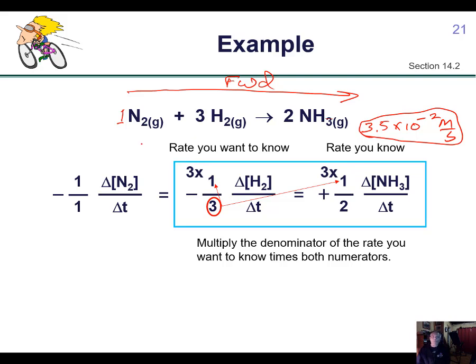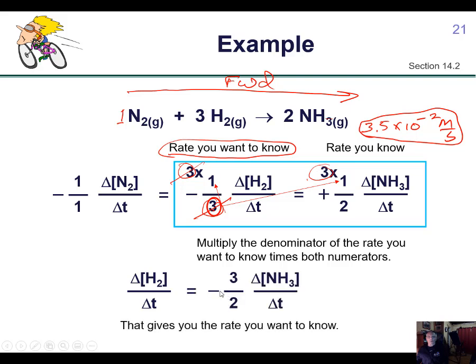I want to know this particular rate. Okay? I want to know that one. So I take the denominator after doing this little piece of technology and setting it up, and I multiply both numerators by that denominator. It will cancel here. And I also include the negative sign in that, by the way. And then I will have 3 times 1/2, and the result is that the rate of disappearance of hydrogen is going to equal minus 3/2 the rate of appearance of ammonia.